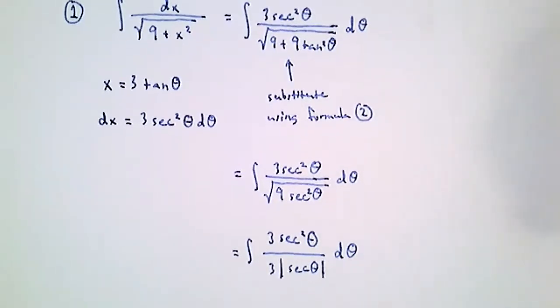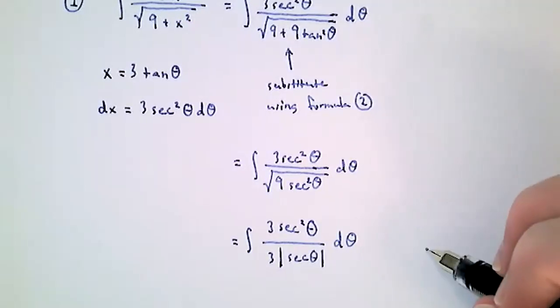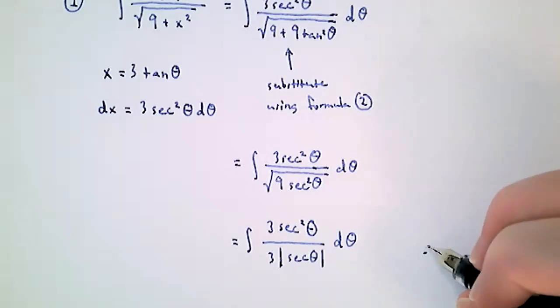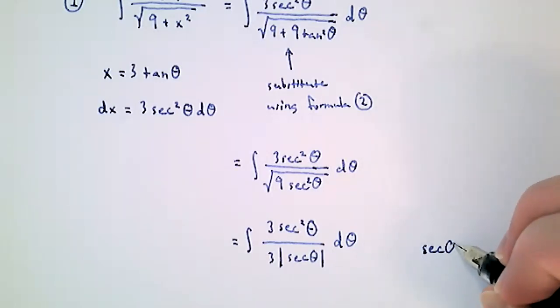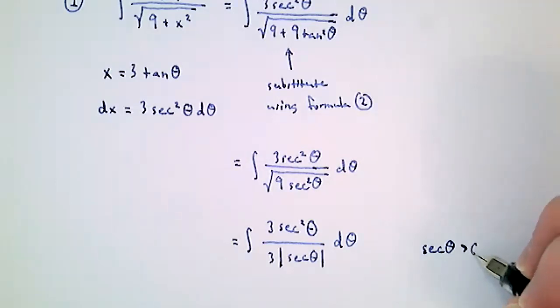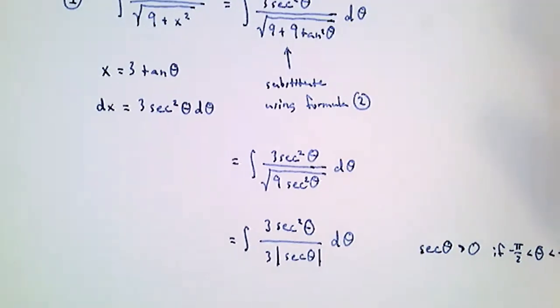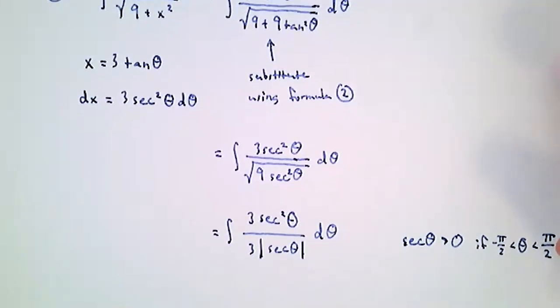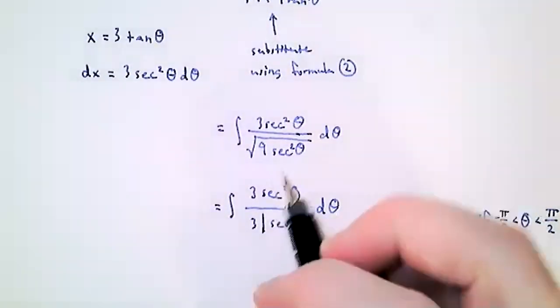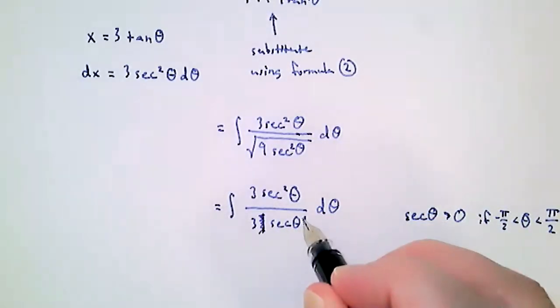So here, since we do have this absolute value, I should make a note here that as long as we stick between minus pi over 2 and positive pi over 2, then secant is going to be greater than 0. So let's make this little assumption here. In most of your problems on your homework, you don't really need to worry about this sort of thing. It's just a little technical detail that I need to mention here in lecture. So we can drop the absolute values. That's the point here.